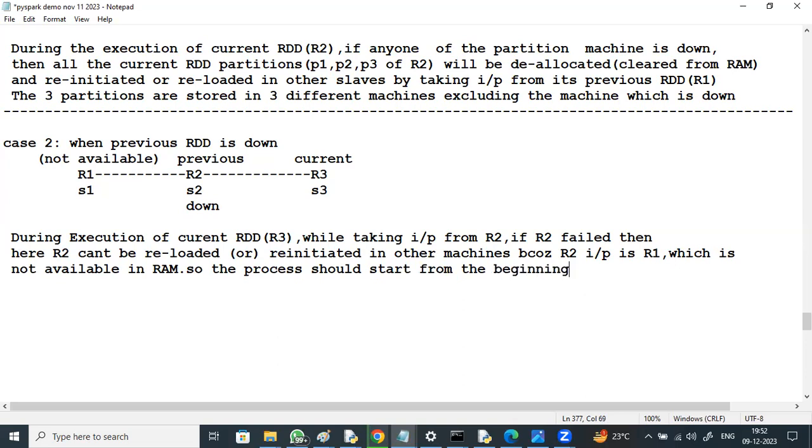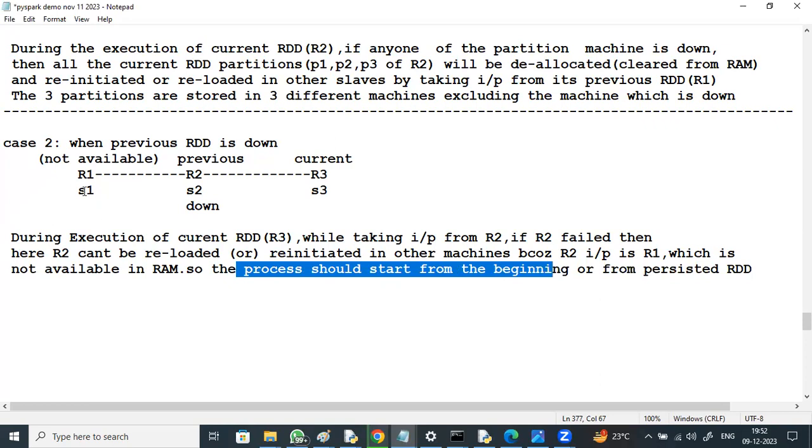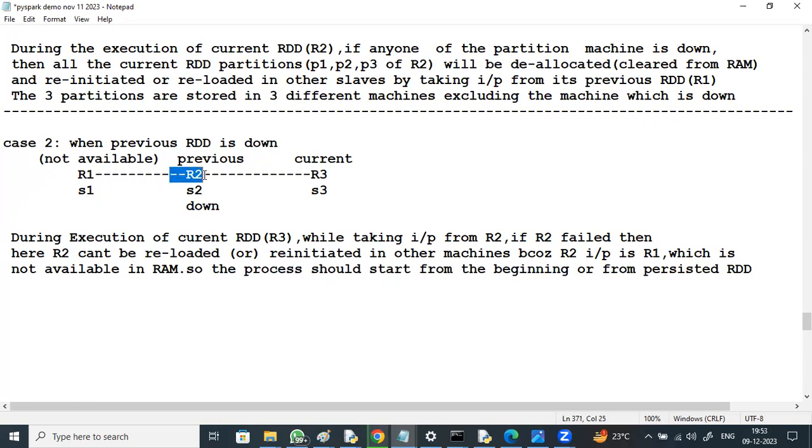The process should start from the beginning or from the persisted RDD. If an RDD is not persisted, then again from the beginning itself. If no RDD is persisted, if no RDD is available in RAM, the process should start from the beginning. Again R1 loading, next its output taken by R2 loading, next R3 loading, one by one again.